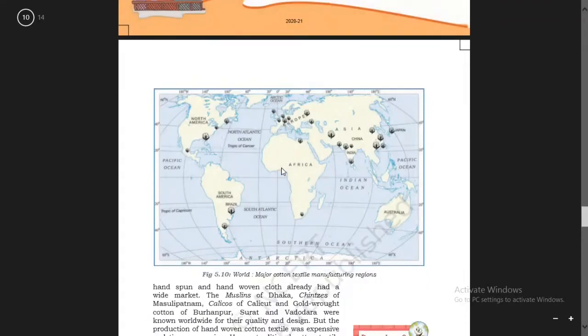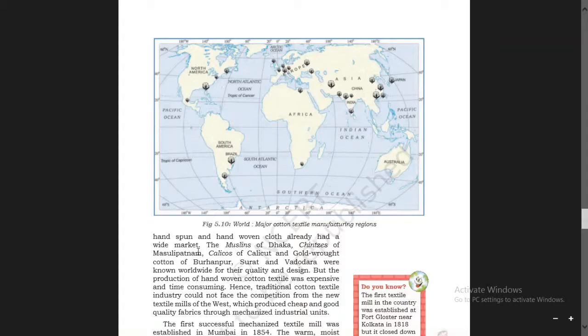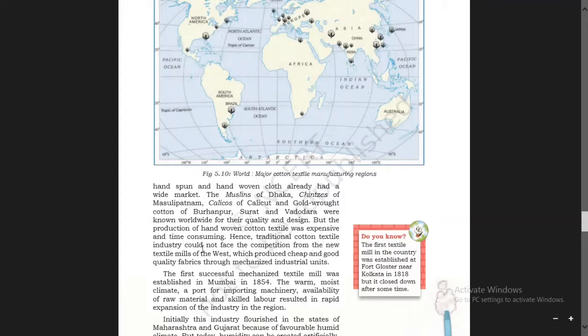Before the British rule, Indian hand spun and hand woven cloth already had a wide market. The muslins of Dhaka, chintzes of Masulipatam, calicos of Calicut, and gold wrought cotton of Burhanpur, Surat, and Vadodara were known worldwide for their quality and design. But the production of hand woven cotton textile was expensive and time consuming. Hence, traditional cotton textile industry could not face the competition from the new textile mills of the West, which produced cheap and good quality fabrics through mechanized industrial units.